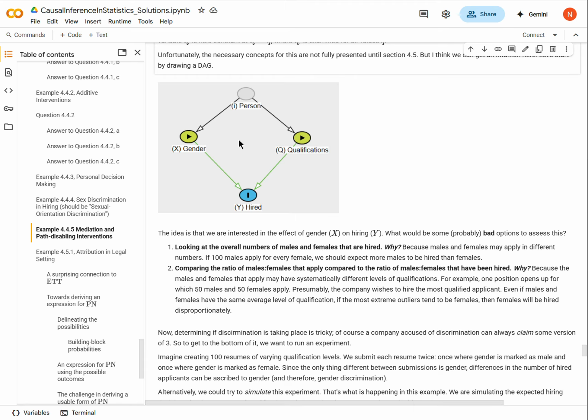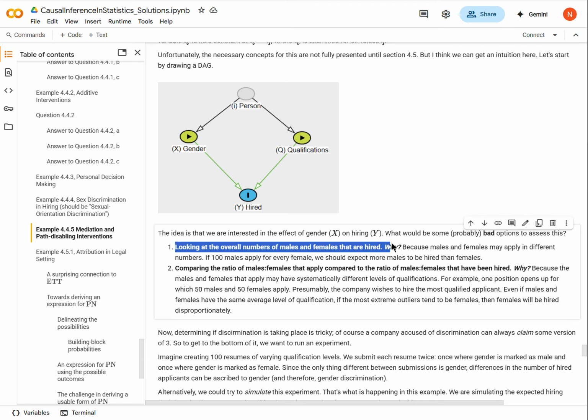And so before going into calculating the NIE or how we might appropriately approach this, let me point out a couple of not good ideas, things that would not get us the right answer. So one is just comparing the number of males and females that are hired. Okay, why would this not really tell us whether or not gender was affecting the hiring decisions? Well, because males and females could just simply apply at different rates to that position, right? So if the majority of applicants were male, well, then all else being equal, you should imagine that most of the people that are hired are male.